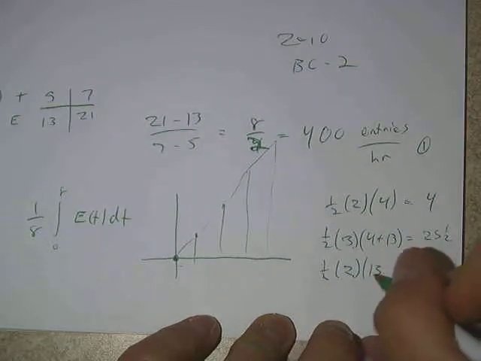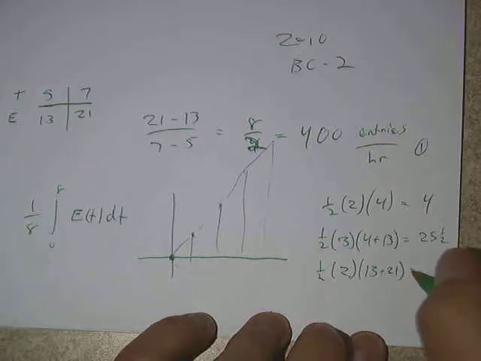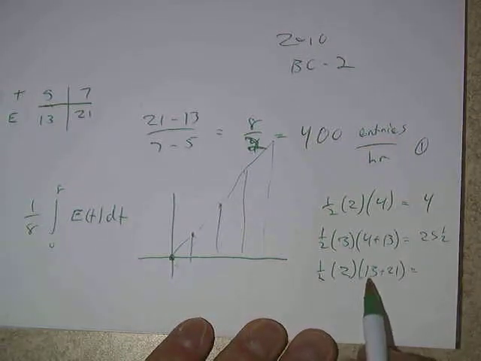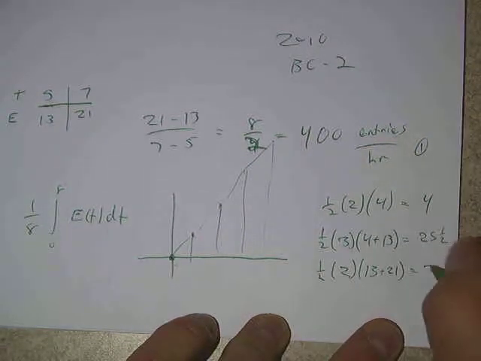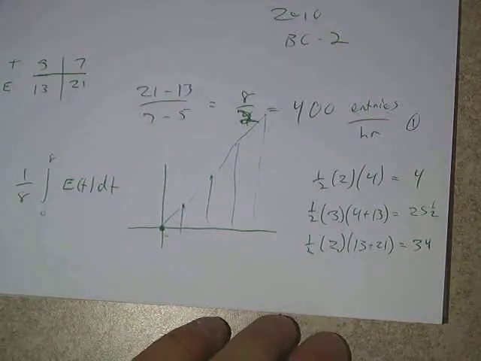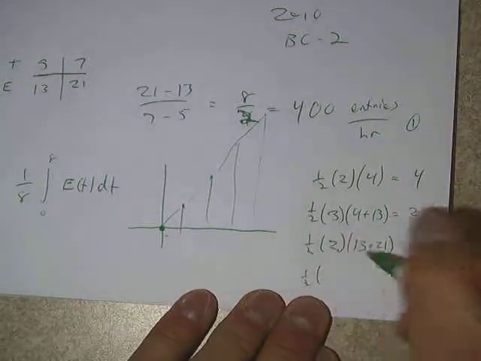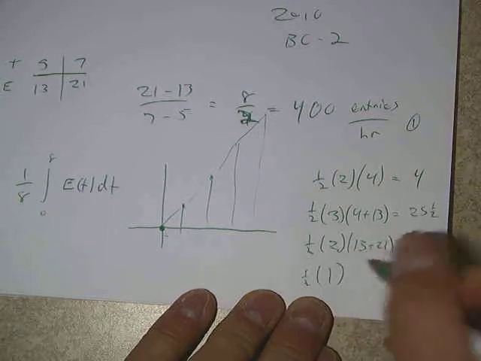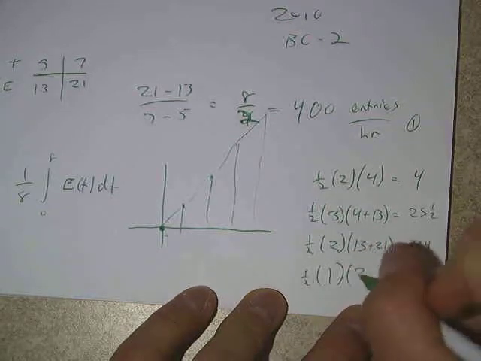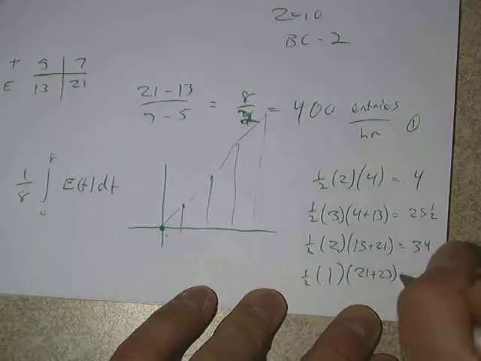The next one, that base goes from 2 to 5, that makes 3. And then the two bases from the chart are 4 and 13. So we go 4 plus 13. That would be that trapezoid. So we get 17 times 3 is 51. Times a half would be 25 and a half.